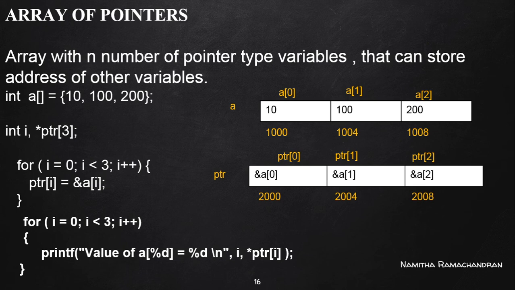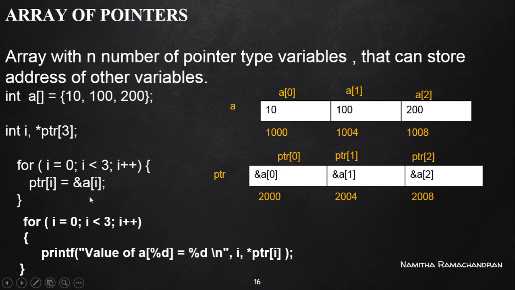Okay, so after that, this is the case of our pointer array declaration, PTR. PTR 0 is pointing to location 2000 and is used here for storing the address of A of 0. And PTR 1 is pointing to location 2004 and this location is used for storing the address of A of 1. And PTR 2 is pointing to address location 2008. This location is used for storing the address of A of 2.